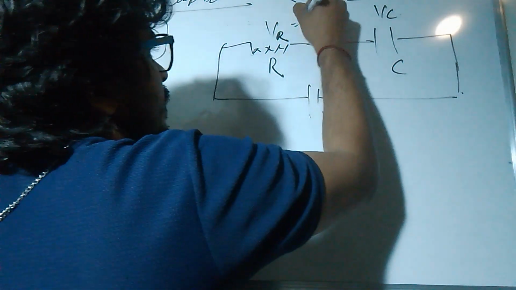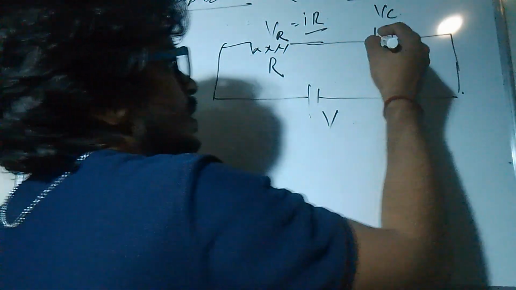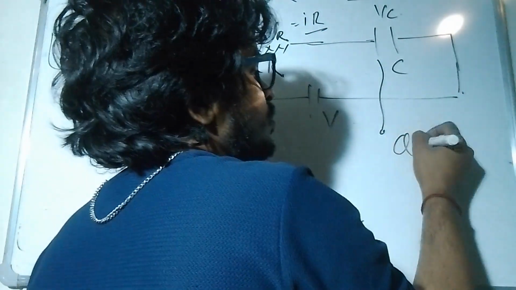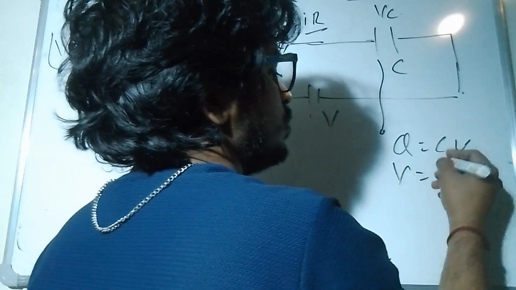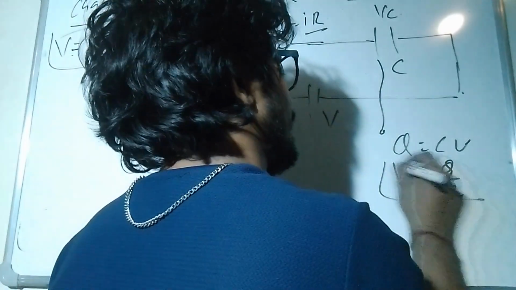You know VR is I into R, and what is VC? You know from here Q equals C into V. So Q charge is stored, Q equals C into V. If you know the value of Q, then V will be Q divided by C.